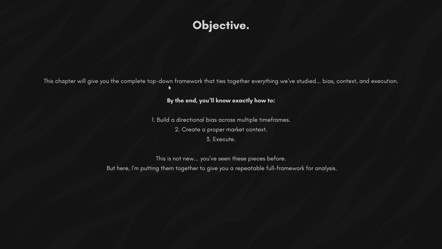This chapter will give you the complete top-down framework that ties together everything we've studied so far, whether it's bias, context, or execution. By the end of this chapter, you'll know exactly how to, number one, build a directional bias across multiple time frames, number two, create a proper market context, and number three, execute properly.